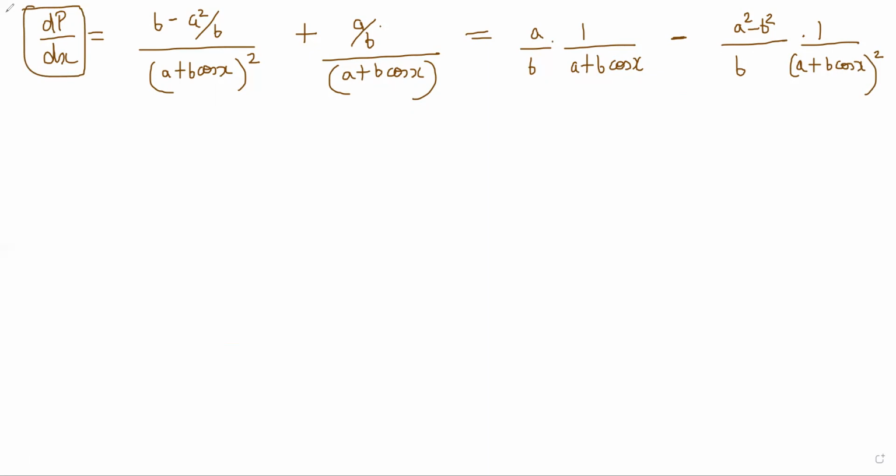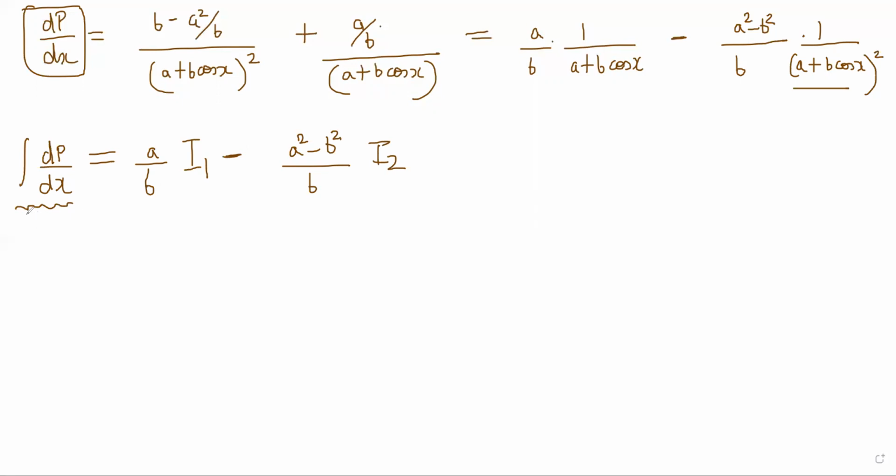Now, if I integrate at this stage, what I will get is: integral of this should be equal to a by b. Integral of this is I1, minus (a square minus b square) by b. Integral of this is I2, right? And what is the integral of dp by dx? Should be p, because first we started off with p and differentiated that. So p is basically sin x by a plus b cos x, and that is equal to a by b I1 minus (a square minus b square) by b I2, right?